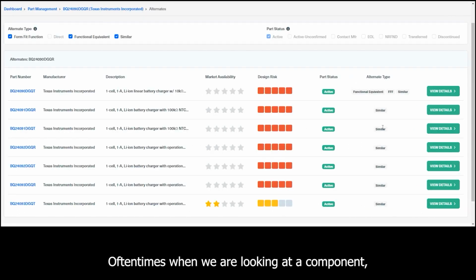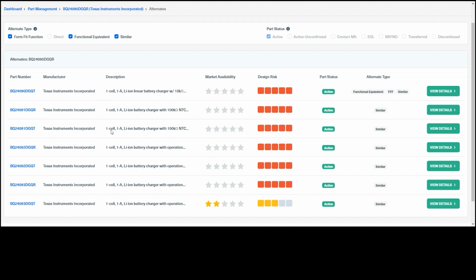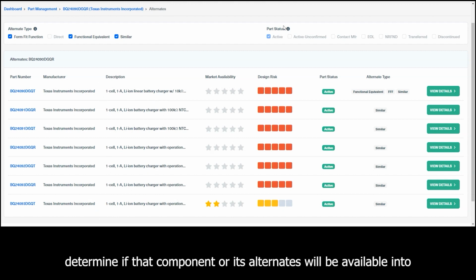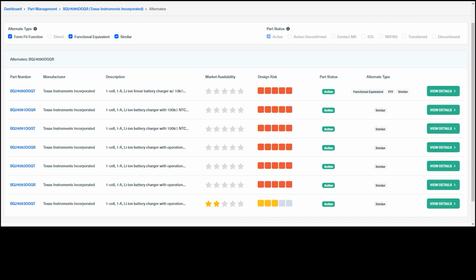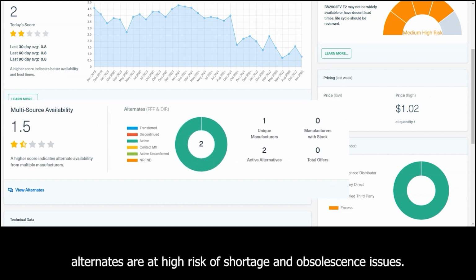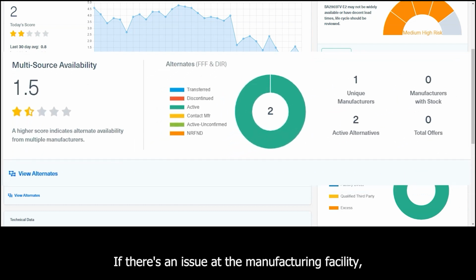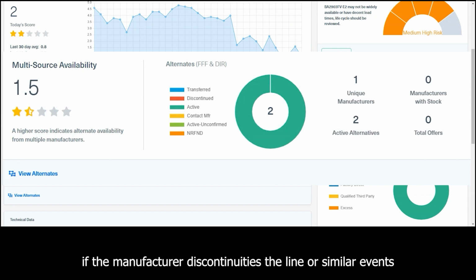Oftentimes, when we are looking at a component, we look at the number of alternates as one of the indicators to determine if that component or its alternates will be available into the future. The issue with this is that many times all of the available alternates are made from the same manufacturer. This means all of those alternates are at high risk of shortage and obsolescence issues. If there's an issue at the manufacturing facility, if the manufacturer discontinues a line, or similar events, that can cause shortage and obsolescence issues for your part.